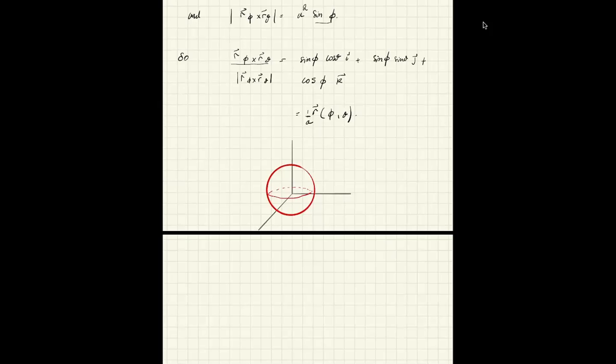And it will be, this is r. So at this point, it will be r, but normalized by the radius. So it'll be a unit one, right? So these are normal vectors, right?